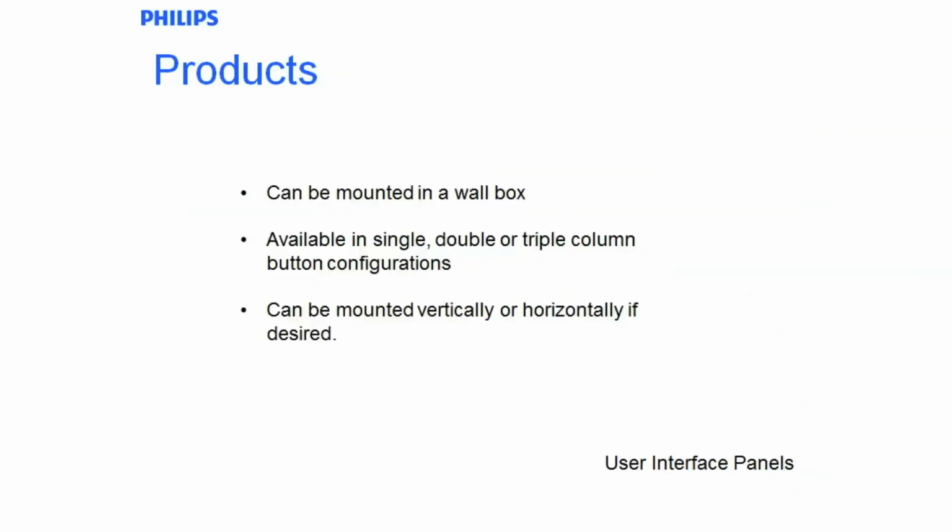Our panels can be mounted in a wall box available in lots of different configurations and can be mounted vertically or horizontally. Primarily, these panels are designed to be vertically mounted, mainly because the buttons have been designed for engraving horizontally. Out of the factory, there are some default presets that are programmed.